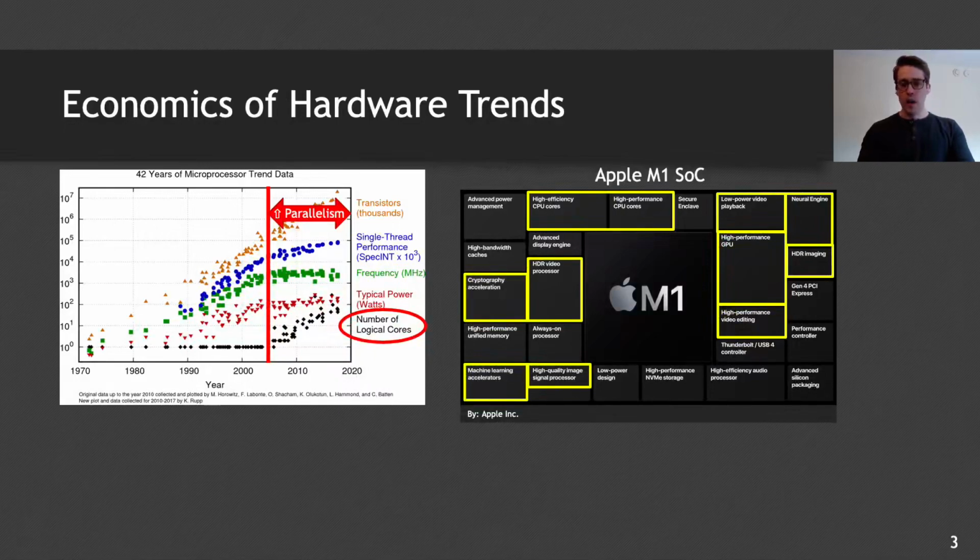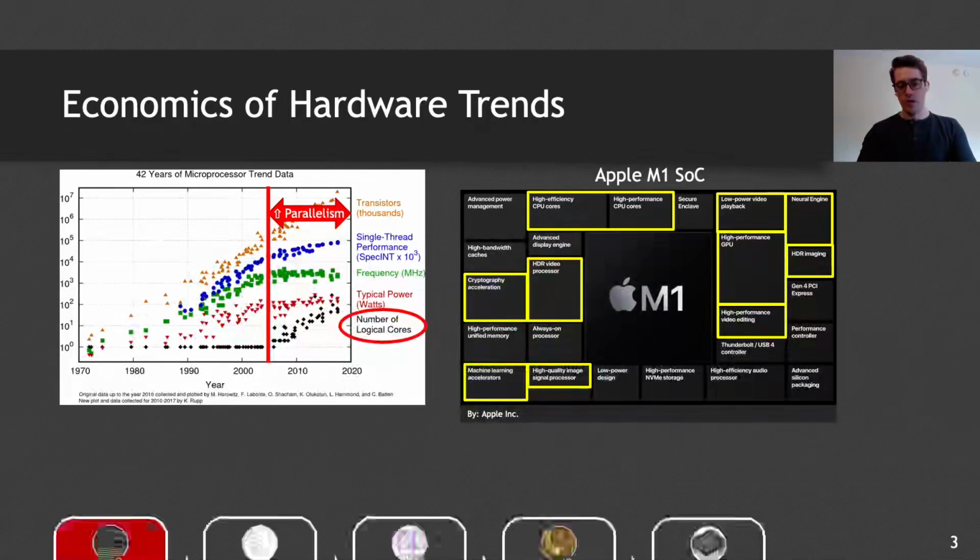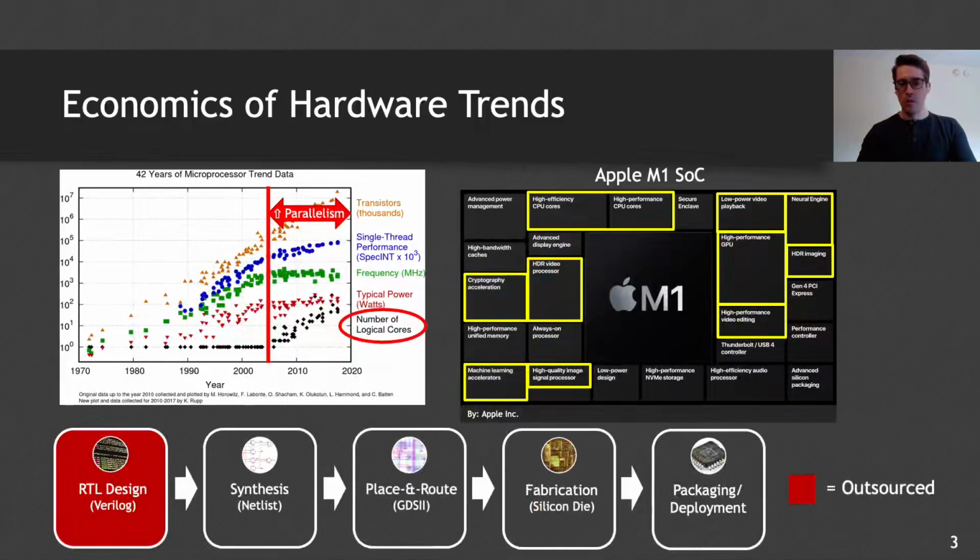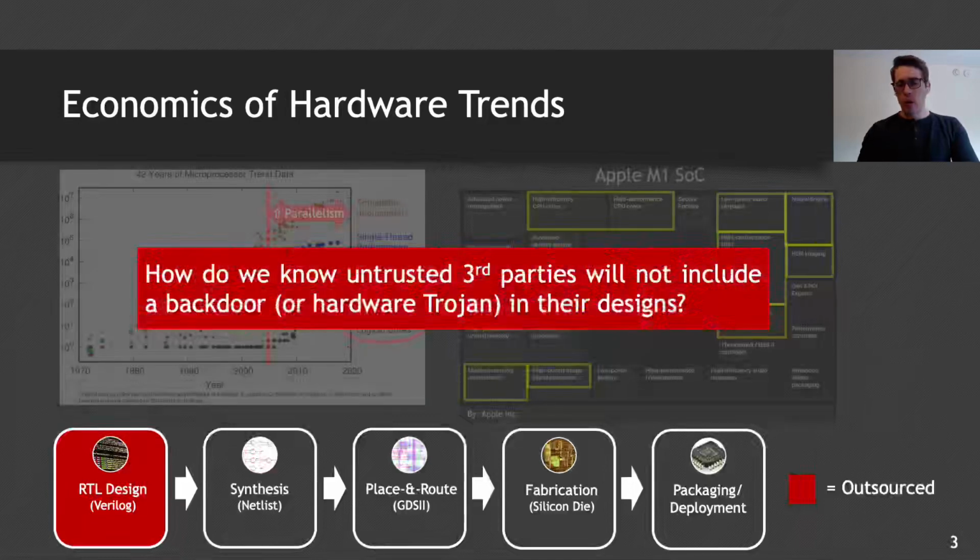In order to minimize time to market while maintaining feature-rich designs, most semiconductor companies outsource portions of the design process by purchasing third-party IP to include in their designs. Outsourcing, combined with the complexity and scale of integrated circuit hardware, presents a security risk. How do we know untrusted third parties will not include a backdoor or hardware Trojan in their designs?